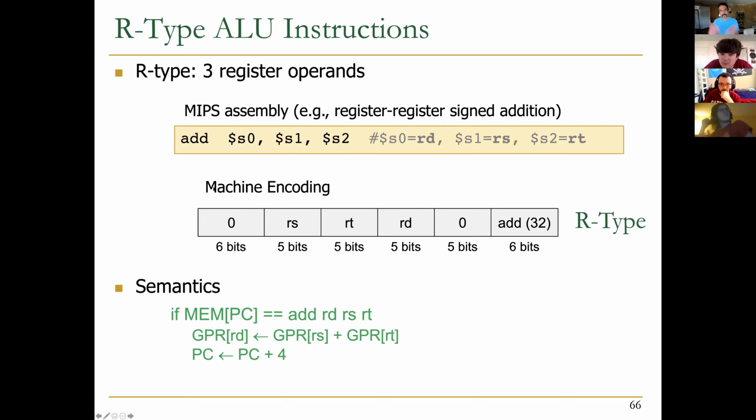So you hopefully remember the encoding of this type. This encoding is shared among other R-types. The first 6 bits are 0. These 6 bits at the right side encode the type of function. And the other bits, as you see here, specify the destination register, the source register, and the target register. And here is how the semantics of this instruction are specified.